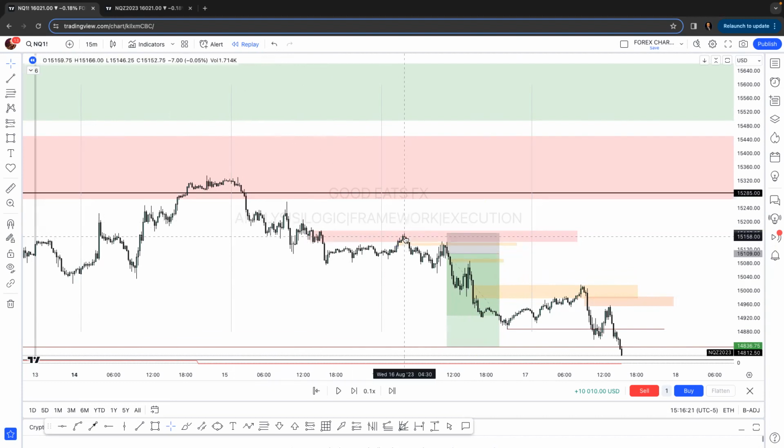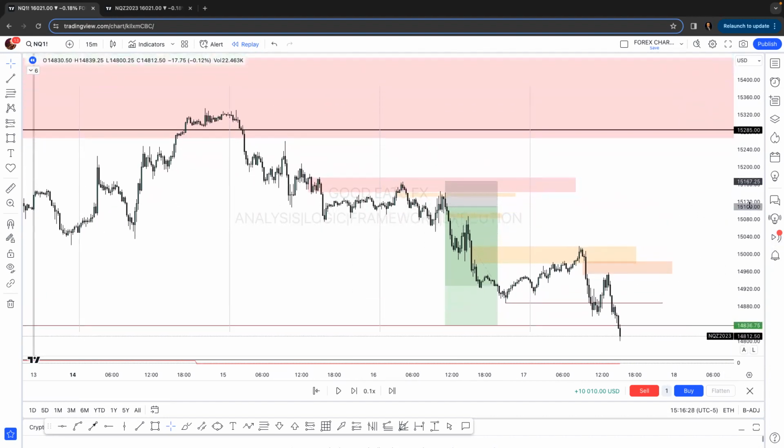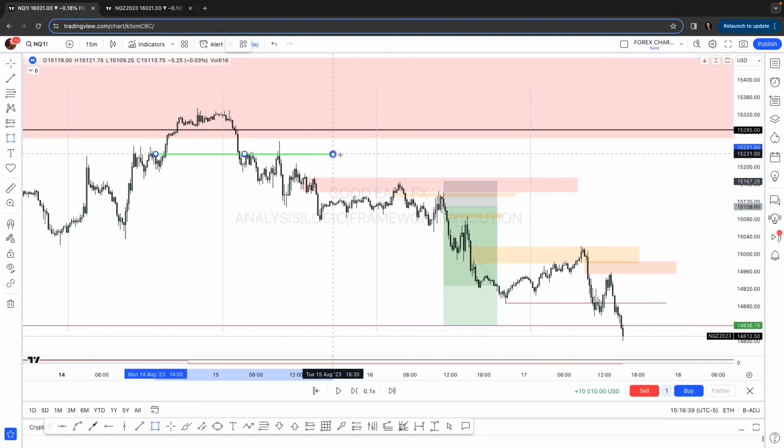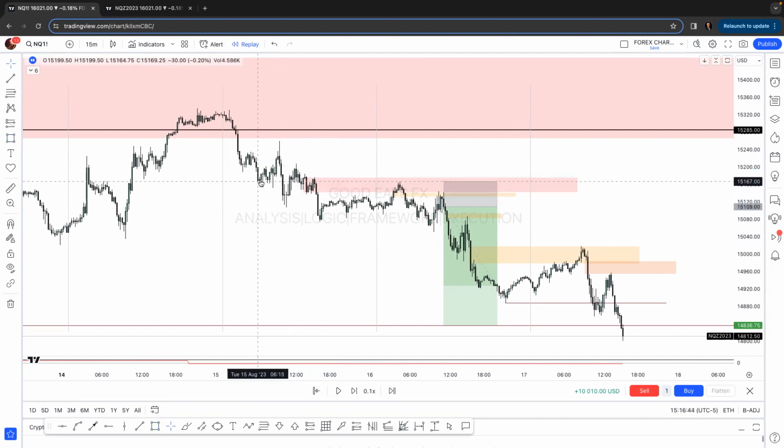And I already saw London respect this PD array. We focus on the PD arrays in the order of importance. If this took out the old high, created the change state of delivery, the rejection block, right? The order block, the breaker block is being respected, the mitigation block is being respected. What's next? We're at equilibrium. So now the sequence starts again.